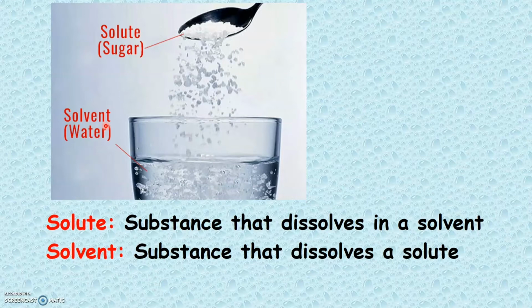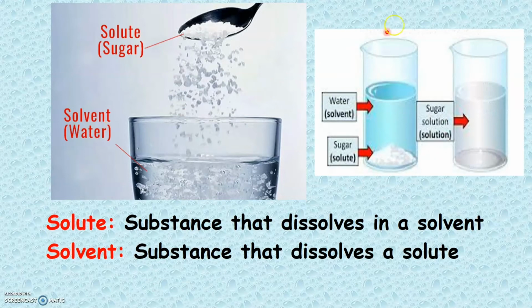Now let us see what is a solution. We have seen that when sugar is mixed with water, on stirring it mixes well, the sugar particles will spread, it will break down into smaller or tiny particles which we cannot see with our eyes. And then finally it forms a solution, which means we are not able to differentiate or make out the difference between sugar and water in this last picture. It is nothing but solution.